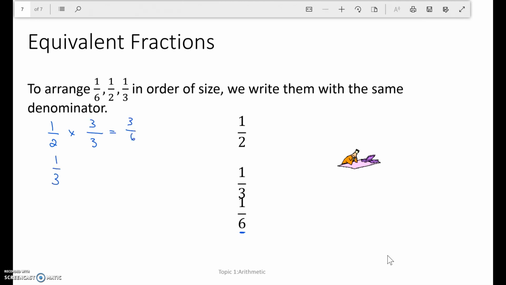A third, we need it over 6 as well. So we need to multiply that by 2 over 2. So that's 2 over 6. And then the last one is already 1 over 6. And you can see that they're already in descending order. Now, it might be easy enough to do this for numerical fractions because we could always use our calculator. But we can't do that if our fractions are algebraic. And once we get into algebra, we're going to use the same technique, but we have to know that technique. So it's easy to start off using numbers, practice with numbers, and then go on to using algebra.